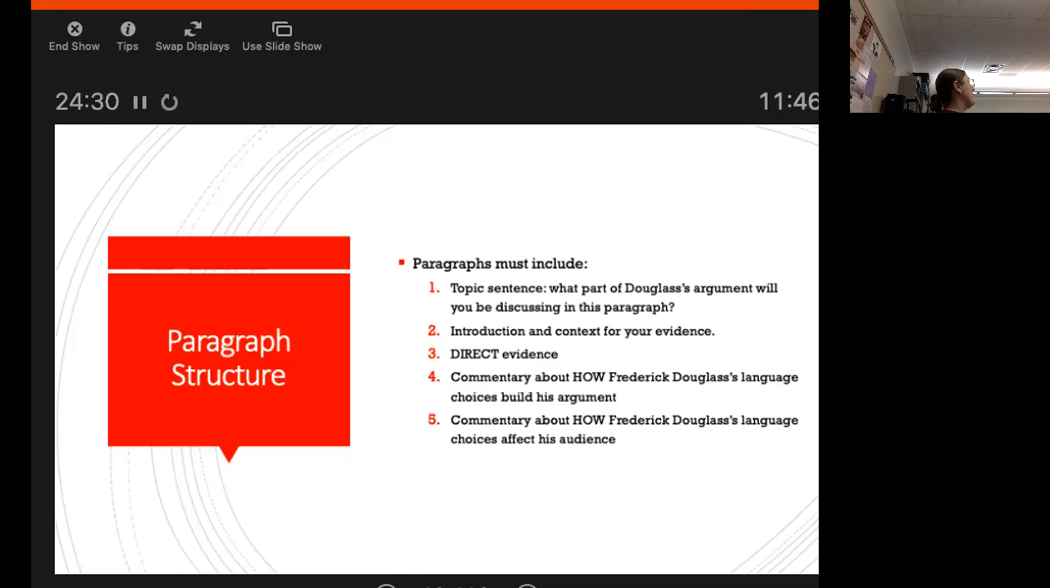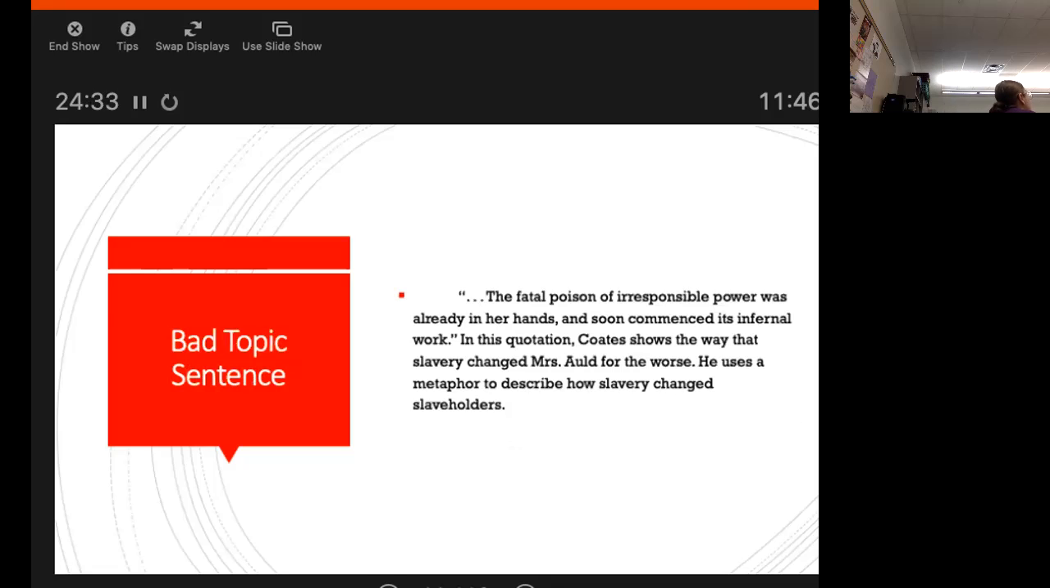So before we get to the next part, this would be a bad topic sentence. Here we've got the paragraph that starts with a quotation. And when we start our paragraph with a quotation, I have no idea what this paragraph is going to be about. It says, "The fatal poison of irresponsible power was already in her hands and soon commenced its infernal work." In this quotation, the author shows the way that slavery changed Mrs. Auld for the worse. He uses a metaphor to describe how slavery changed slaveholders. So based on what they write after this quotation, I can kind of piece together what's going to be in this paragraph, but they as a writer can do such a better job telling me what to expect.